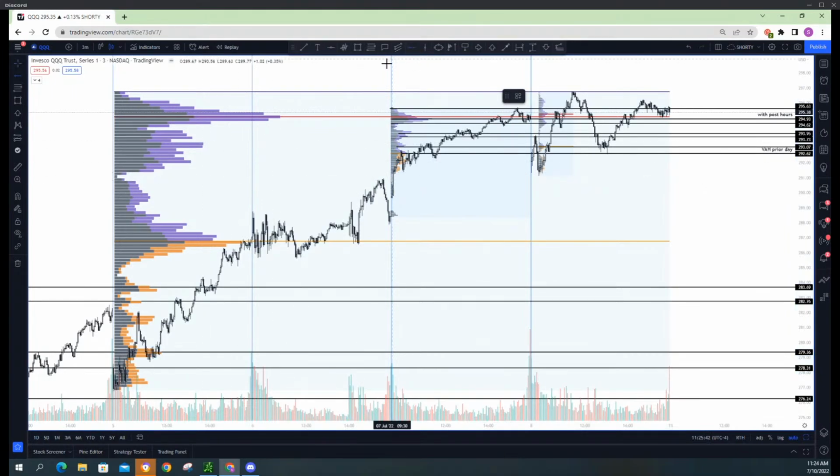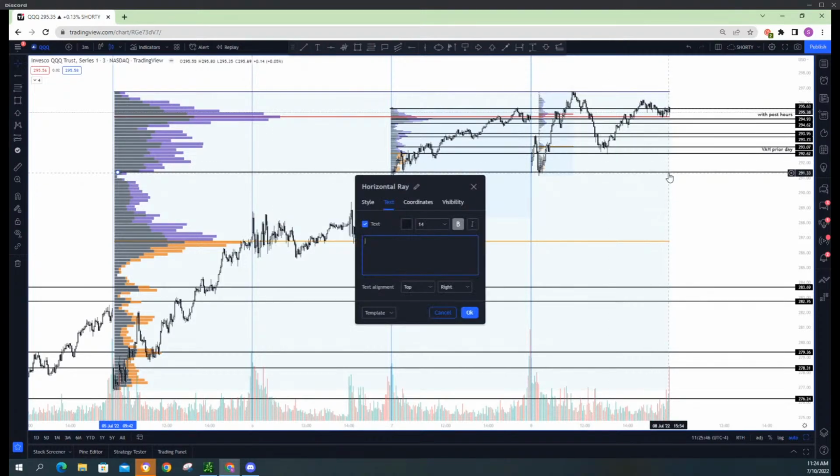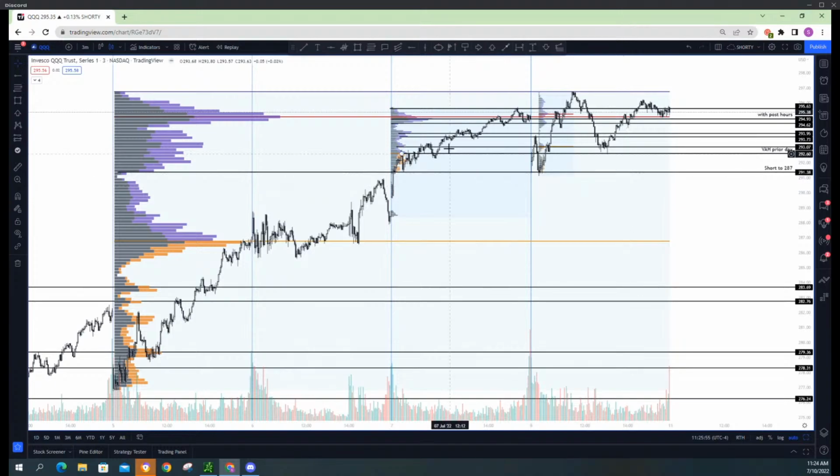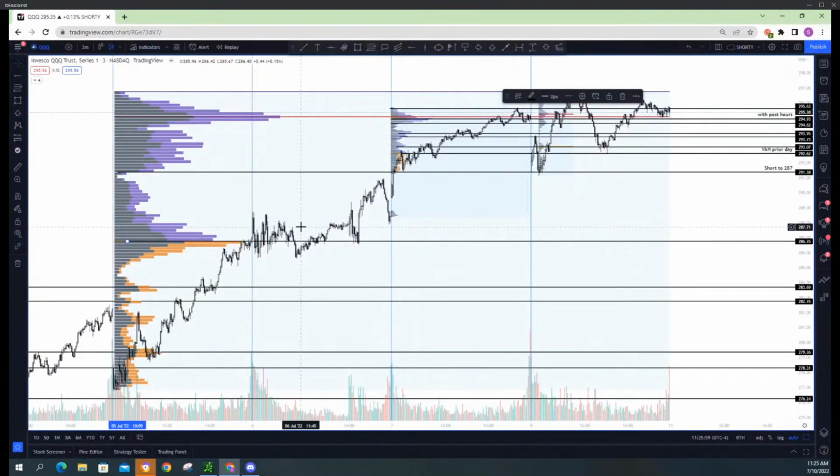And I hate when I pick the wrong thing. So this would be short to, what is this level here? 287-ish, I almost say 287, which should be my value area. Call it 286.76. It would kind of go all the way to this level.